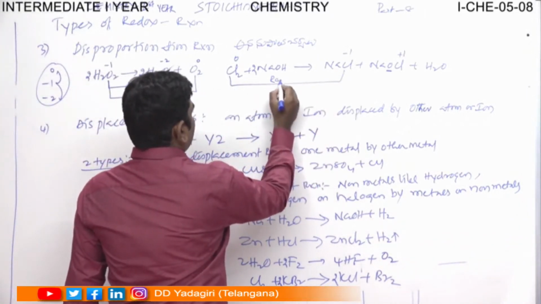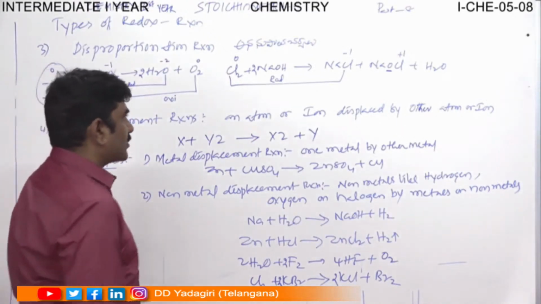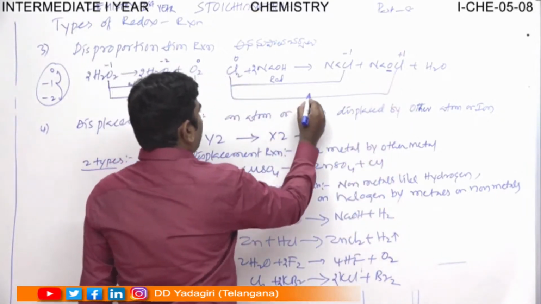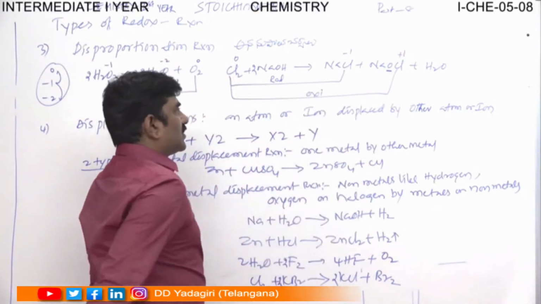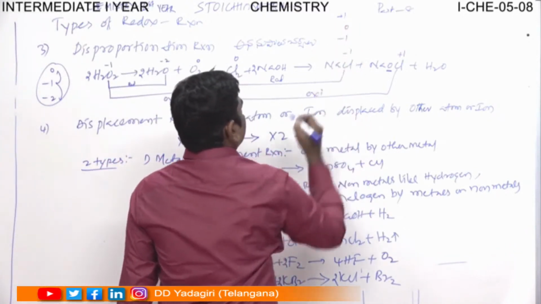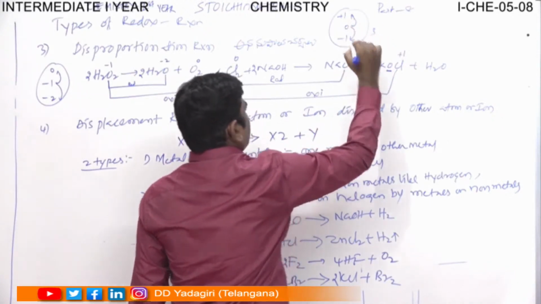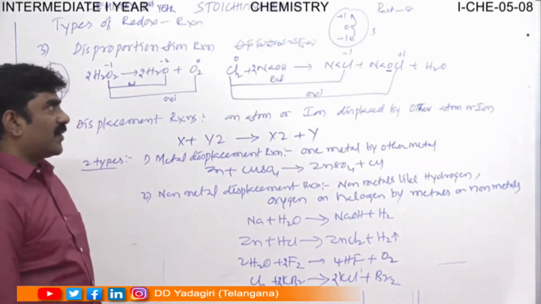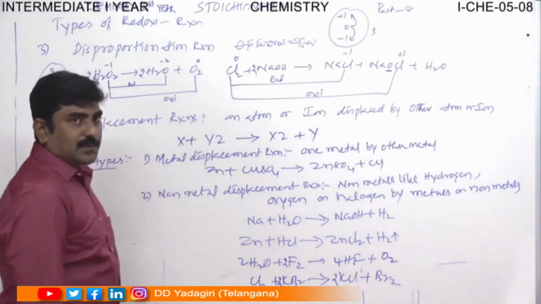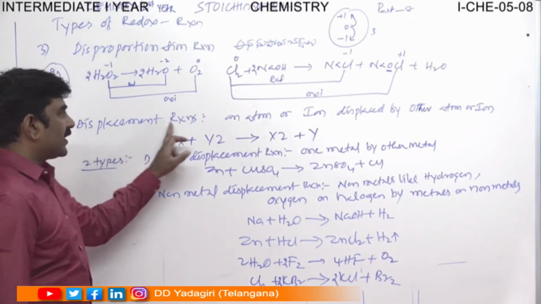Which process is it? Reduction. The same chlorine is undergoing +1. So 0 to +1 means which process? Oxidation. So 0 to +1 and 0 to -1. How many oxidation states are we observing? 3 oxidation states. One is lower and another one is higher. So this type of reactions are called what? Disproportionation reactions. And another type is displacement reactions.